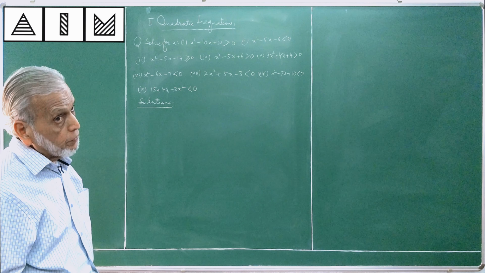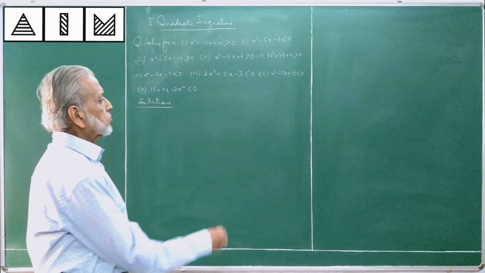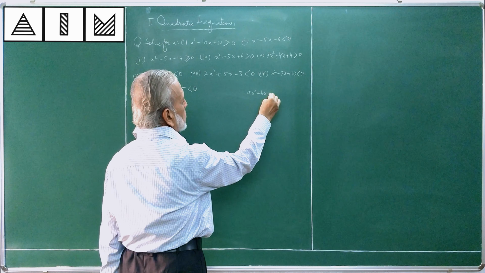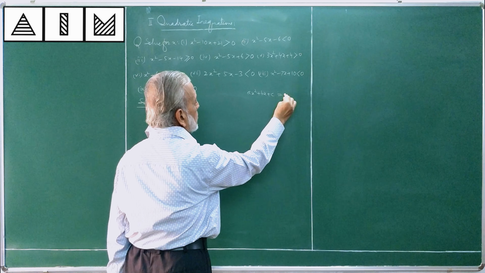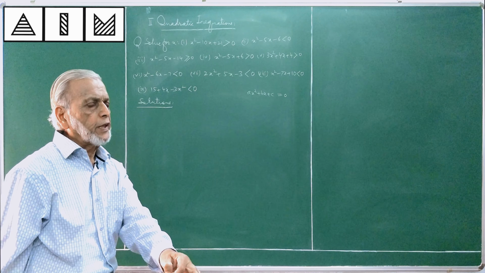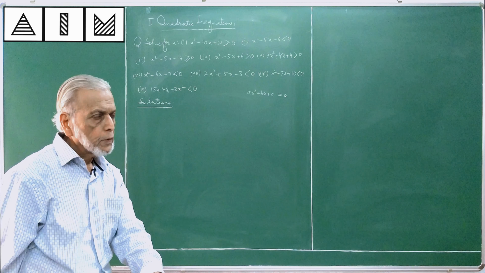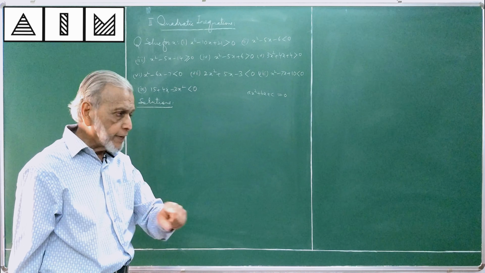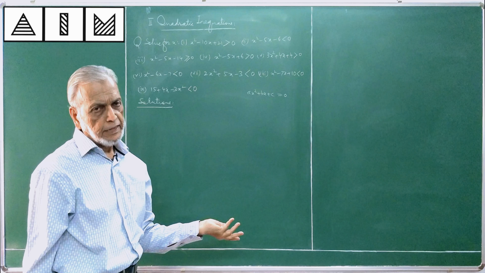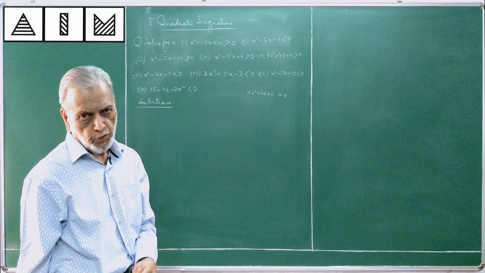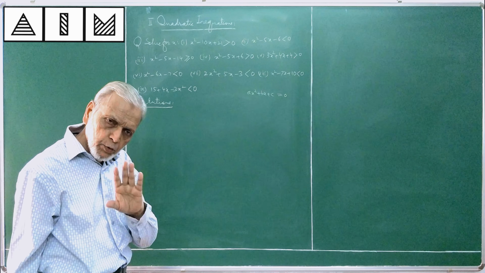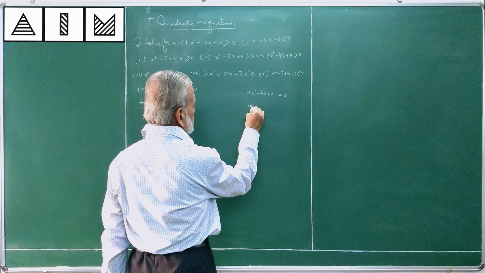Hitherto we have been solving quadratic equations, and we were getting definite, specific, exact values of x that satisfied the equation. A quadratic equation, a second degree equation, will give two roots, two values of x. Each value will satisfy this equation. Now we are going to see inequations.